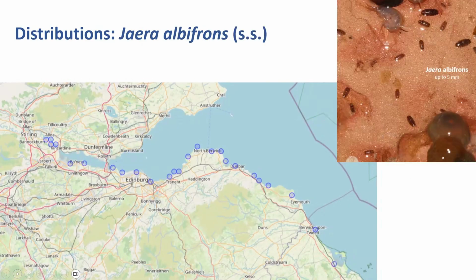Let's move on to the strictly intertidal isopods. This is a species called Jaera albifrons, extremely common, up to 5 millimeters for the females and about 3 millimeters for the males. The males are the ones you need for identification purposes.